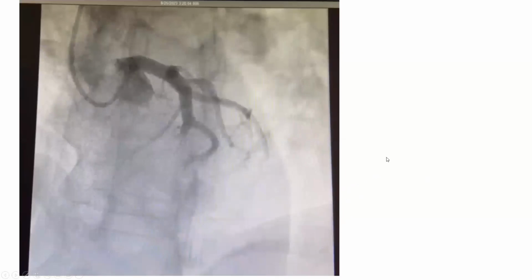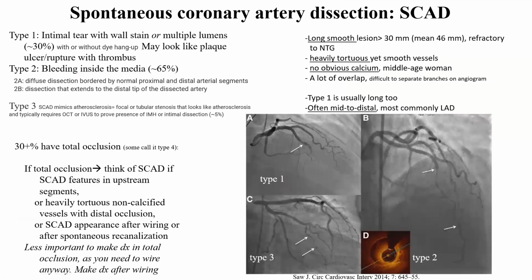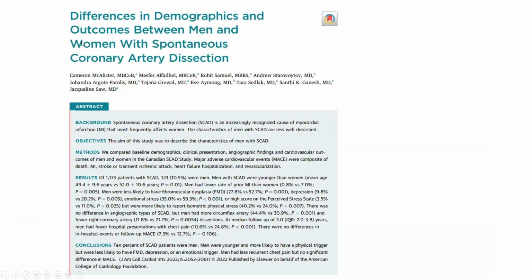He's a man. Data from registries suggest that about 10% of SCAD patients are men. So it can happen in men. Don't rule it out just because he's a man. He's a middle-aged man, which fits. And here is a registry describing the features of men with SCAD. It's fairly similar to women with SCAD. It tends to be more physical stress than emotional stress in men, and they tend to be a little bit younger.